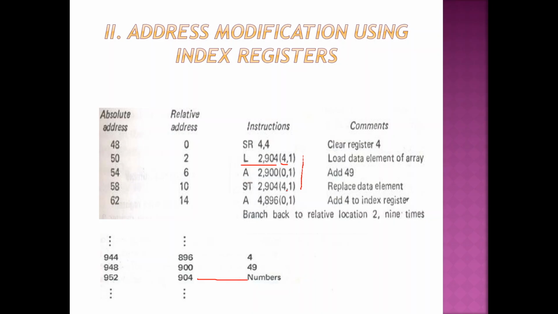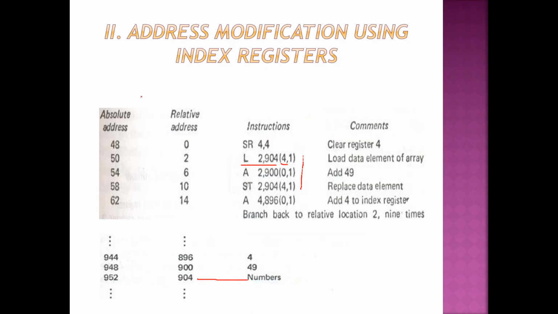One more thing I would like to remind you: how do I calculate my absolute address? Absolute address is equal to relative address plus index register plus base register. The method, address modification using index register, lies in this particular formula. When I load the program into main memory, I will be adding the relative address, the index register value, and the base register value. So I am going to use that to my favor.